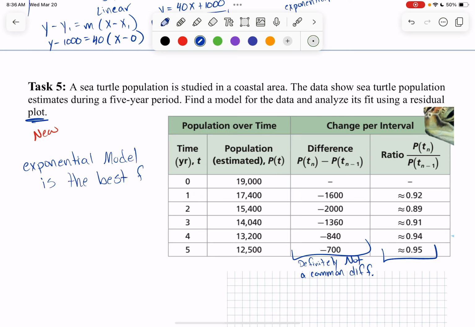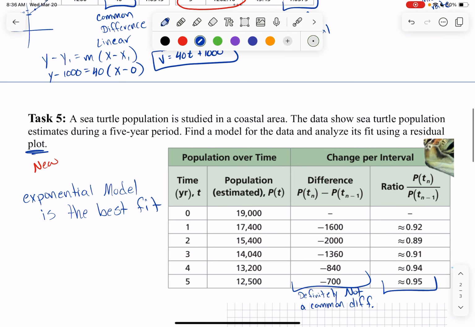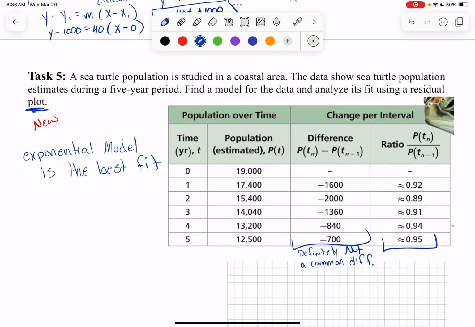It's not going to be perfect. Unlike the ones that we did earlier where the equation hit every single point, this one isn't going to hit every single point, but it's going to be pretty close. That's why we're going to go ahead and analyze those residuals. An exponential model is going to be the best fit. So my exponential model, a times b to the x. I can tell here my a is 19,000. That's where we're starting.